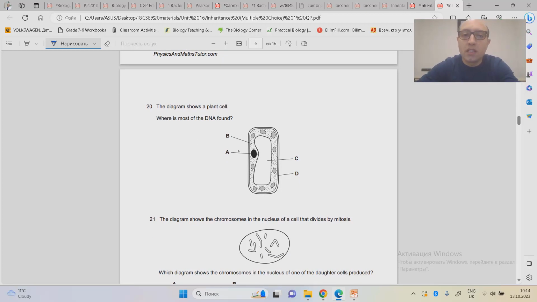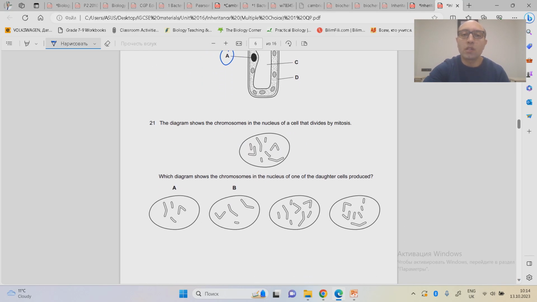20, most DNA, guys, you know that of course most DNA is located in the nucleus, which is A in this picture. The diagram shows the chromosome in the nucleus of a cell divided by mitosis. Which diagram shows chromosome in the nucleus of one of the daughter cells produced? So guys, you must know that mitosis produces exactly the same type of offspring. So it means that newly formed cells also have these combinations. So the answer in here is C, guys. So this is C, this is T.